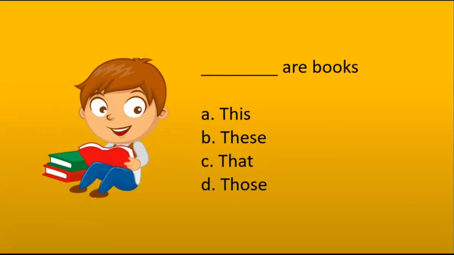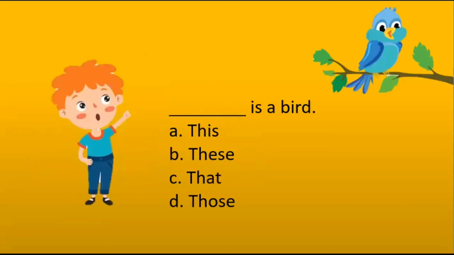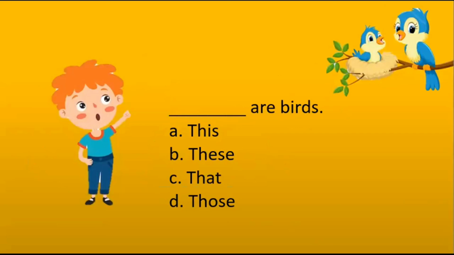How about this one? Blank is a bird. If your answer is that, you're correct. As you can see, the bird is far from the speaker and the bird is only one. It means it's singular.